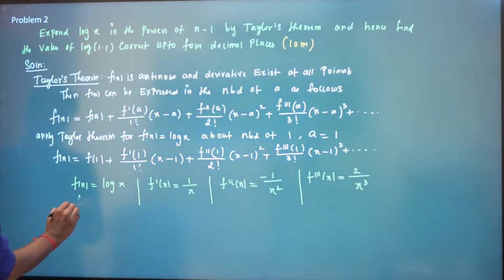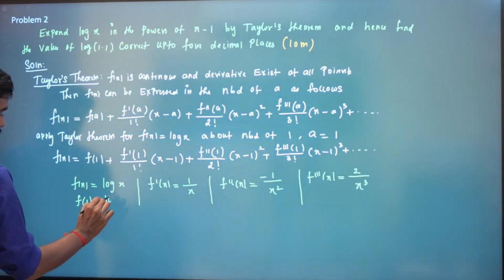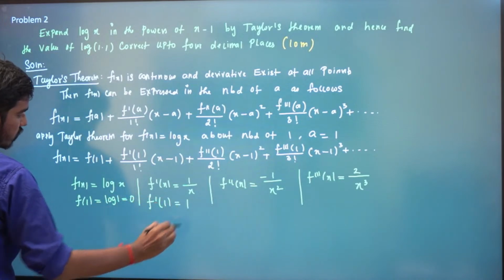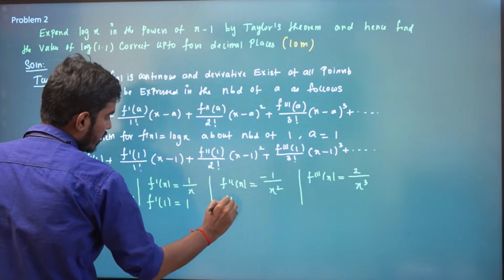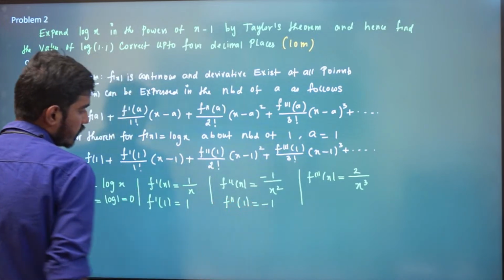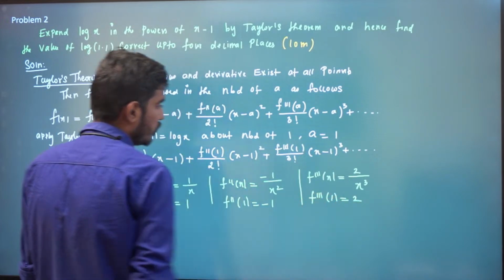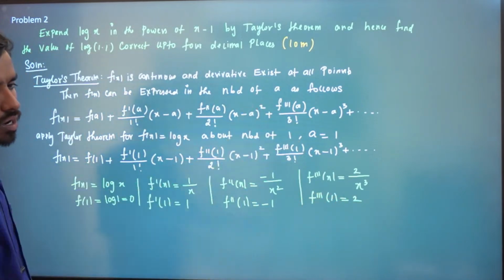Now what will be my f of 1? f of 1 is log 1. So log 1 is 0. What will be my f dash of 1? It is 1. And what will be my f double dash of 1? It is minus 1. And what will be my f triple dash of 1? It is plus 2, right? This will go on and on.